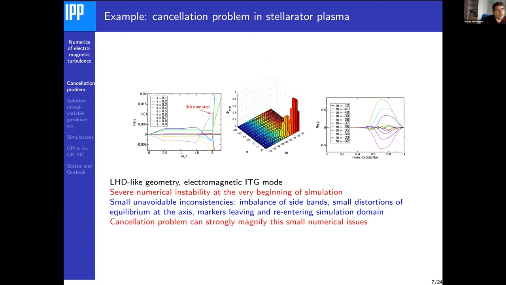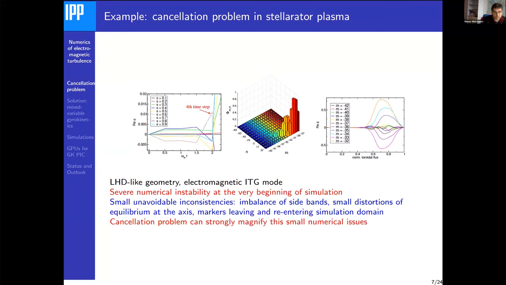Here we have electromagnetic simulations of an electromagnetic ITG mode in LHD-like geometry, and we see a quite severe numerical instability, which appears at the very beginning of this simulation with completely unphysical structure of everything: spectra, radial mode structure, evolution. It is numerically unstable very quickly. And this type of unpleasant result is rather typical in stellarator and tokamak geometry if nothing is done to mitigate this cancellation problem.